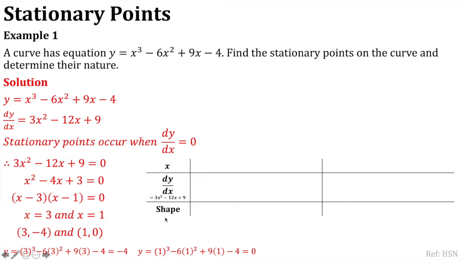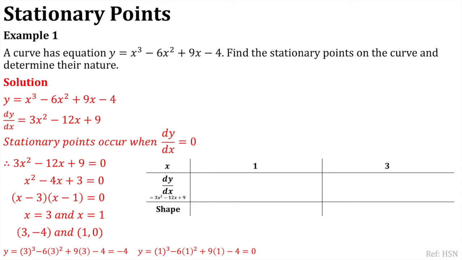Now, our nature table, we're going to examine each point separately, and firstly, we need the value of x, which obviously in this case is 1 and 3. I'll just put those in numerical order. We want to look at dy by dx for these points and surrounding points, and I know that dy by dx is 3x squared minus 12x plus 9. Put that in here. And then I want to just draw the shape of the graph, just to confirm to myself that I know what the nature actually is.